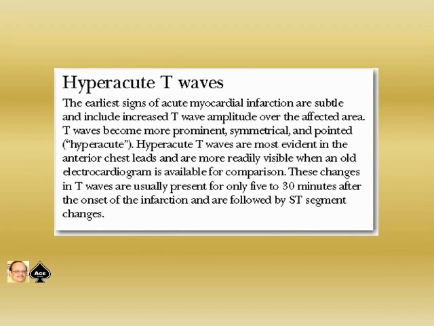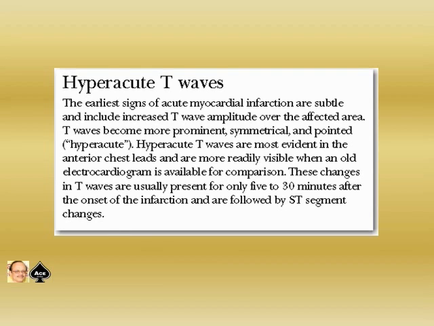Now, what are hyperacute T waves? The earliest signs of acute myocardial infarction are subtle and include increased T wave amplitude over the affected area. The T waves become more prominent, symmetrical and pointed, what is called hyperacute T waves.